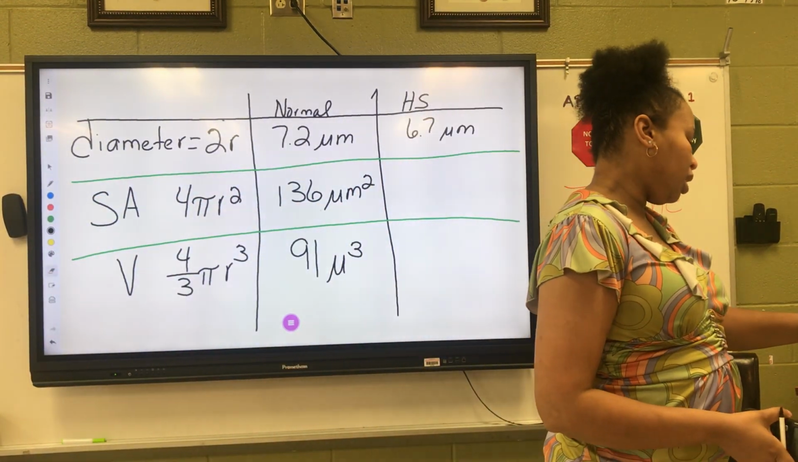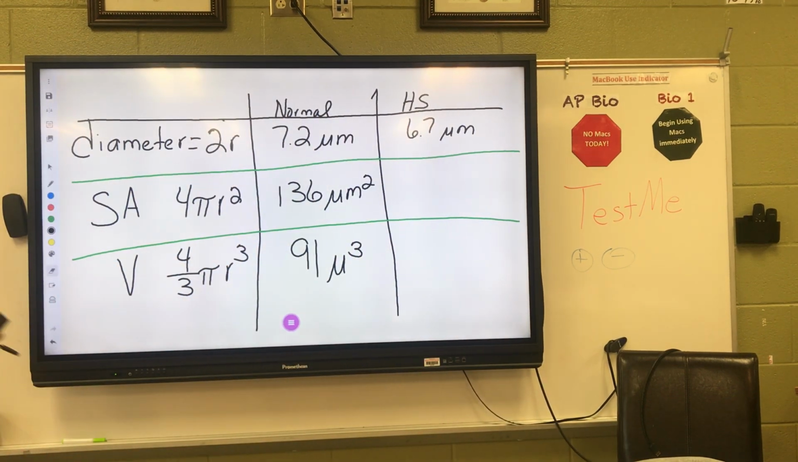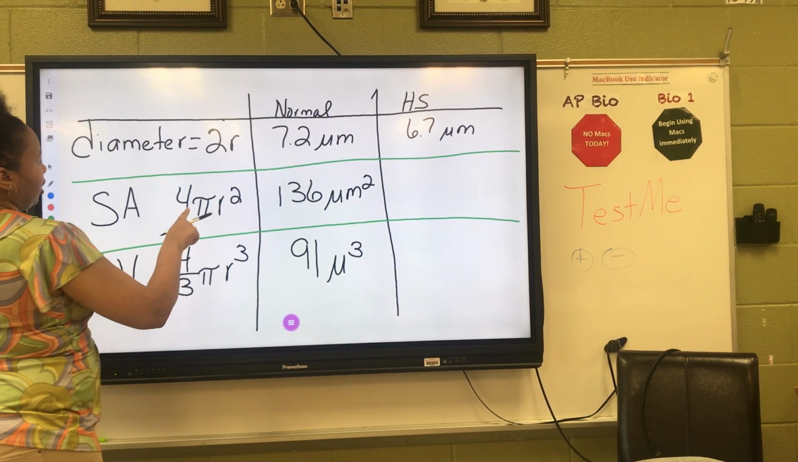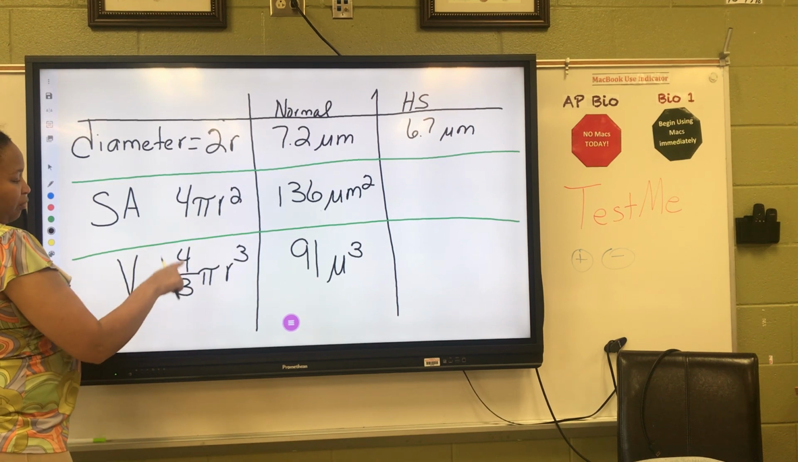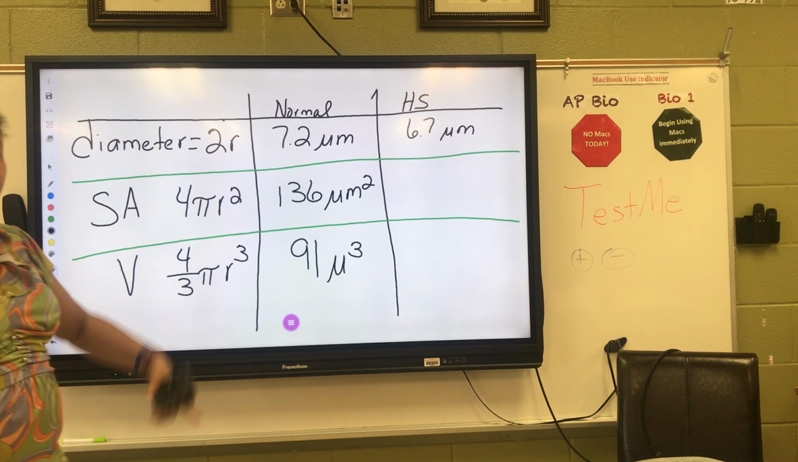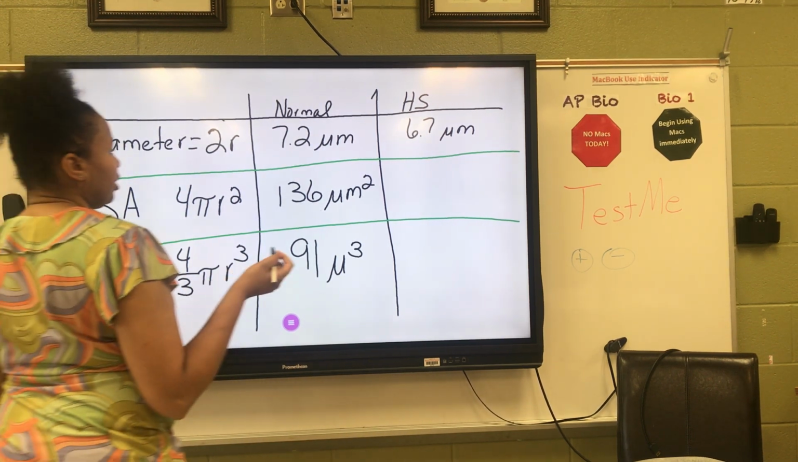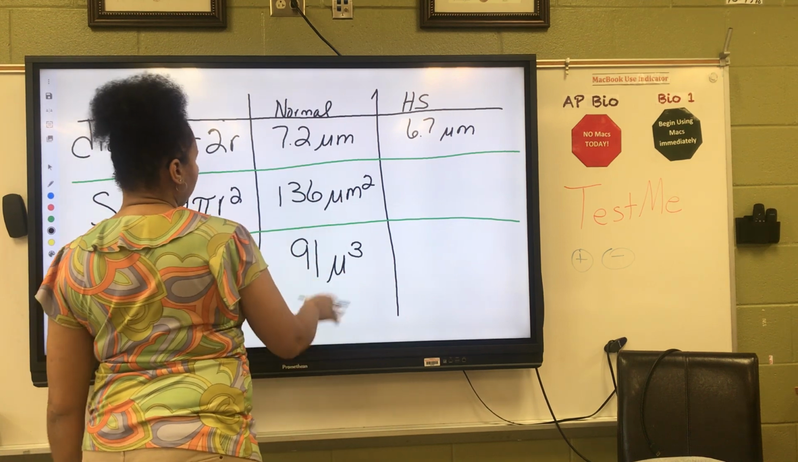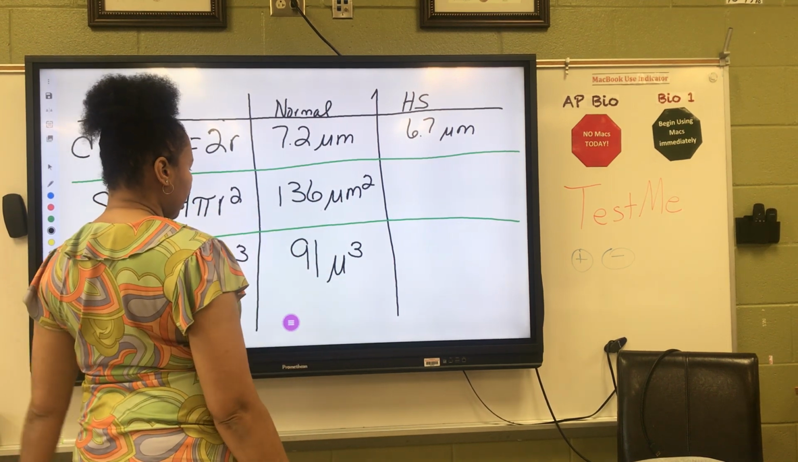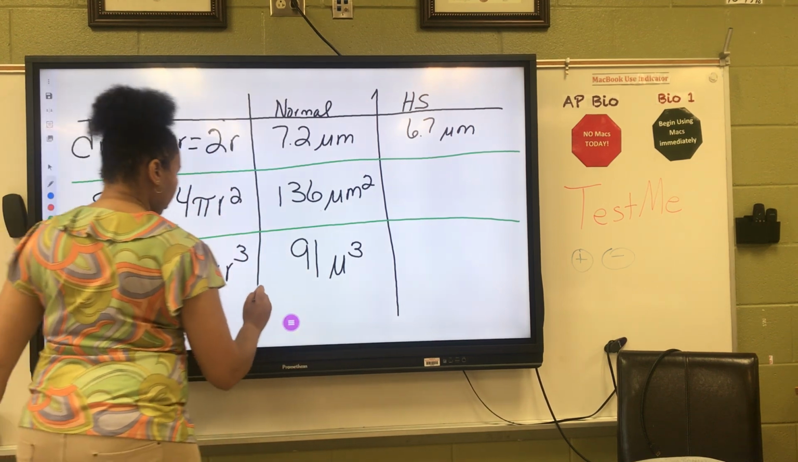And on the formula sheet, it gives the formula for the volume of a sphere and the surface area of a sphere. So we have the surface area being 4 pi r squared and the volume being 4/3 pi r cubed. And we know the diameter is 2r, not r squared, it's 2r, right? So the first thing we need to do, it gave us the surface area and volume for a normal red blood cell, and we can calculate the surface area to volume ratio with that.